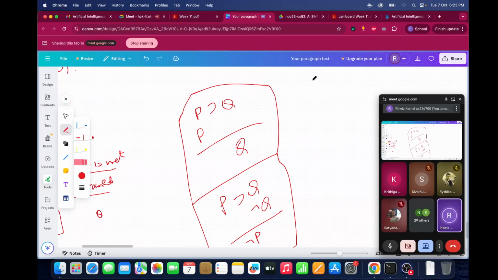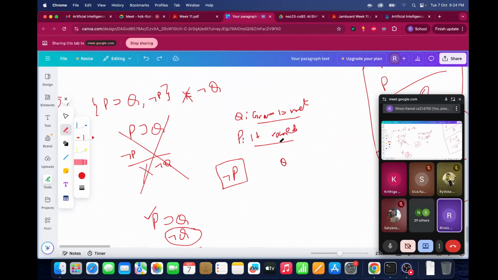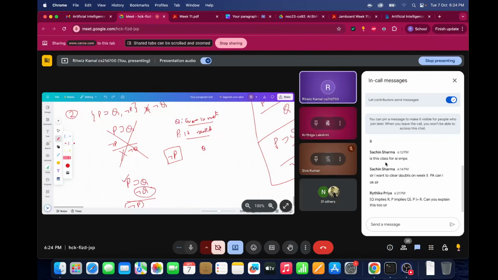It may happen that P implies Q and not P, but there can be situations where not Q is true. There can also be situations where P implies Q and not P and Q. So we cannot say that Q or not Q is entailed by this given statement. So the bottom line is that this is not an entailment. Is that clear?